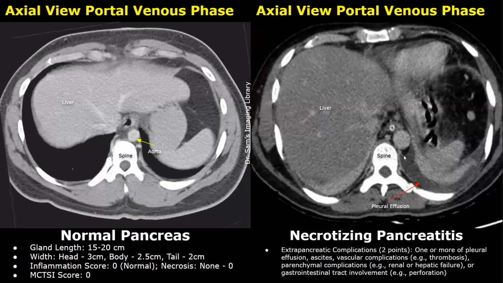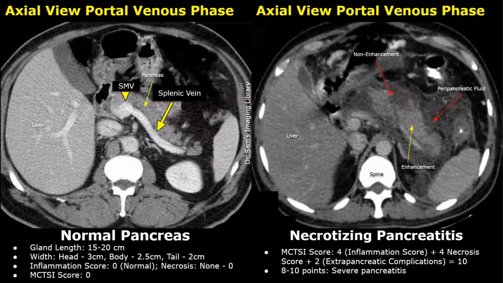Left-sided pleural effusion was also present in this case. This hypodense fluid is the pleural effusion. Due to this complication, 2 points will be given. By adding up the inflammation, necrosis, and extrapancreatic complication scores, the MCTSI score will be 10, classified as severe pancreatitis. This is the maximum score that can be given in the Modified CT Severity Index.